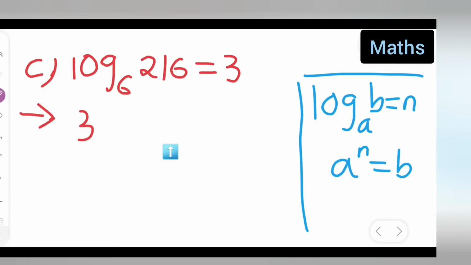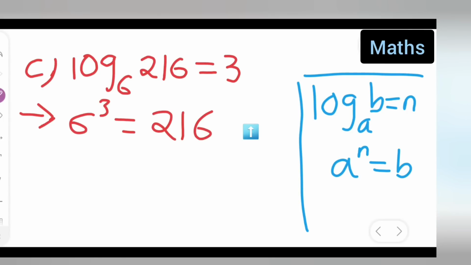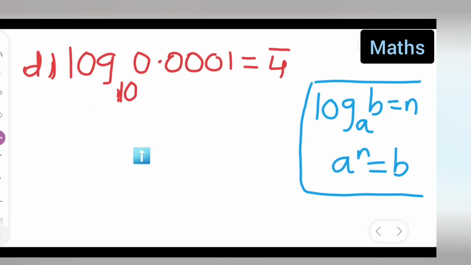3 raised to power of, what will you get here? Log of 6 is given. So log of 216 to the base 6 is equal to 3. A is what? Your 6. Your 6 is your a raised to power of n. Where is your n? Your n is 3 over here, right? Raised to power of 3. The answer will be 216, right? Here you all can see your b is 216. So write down. Next, moving further, d1.